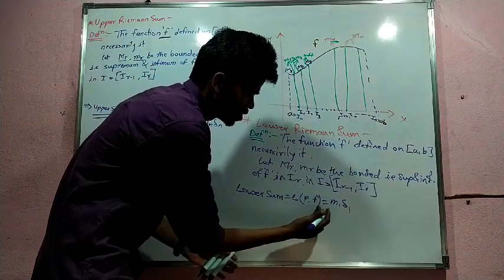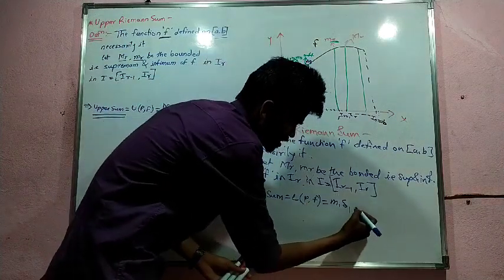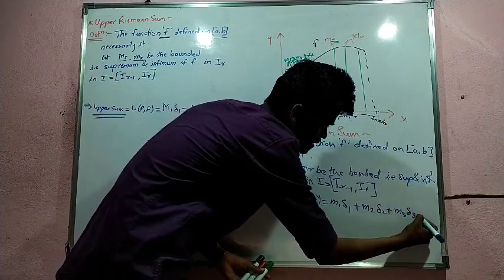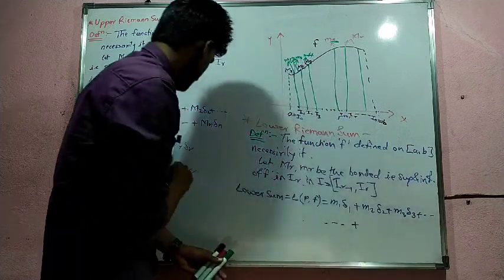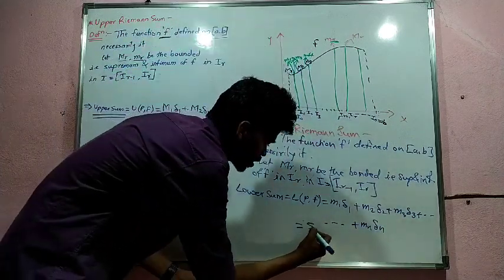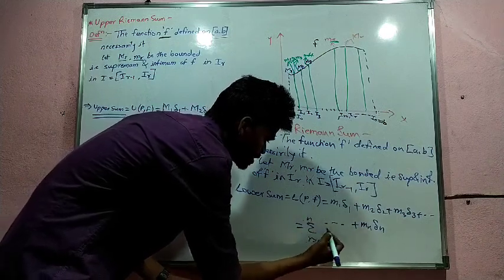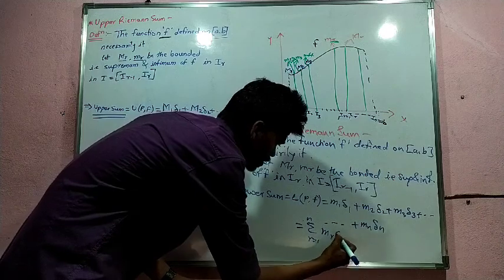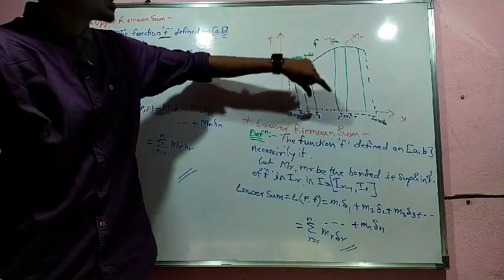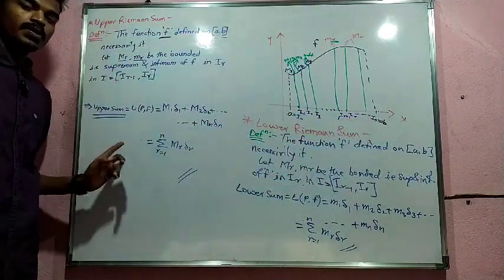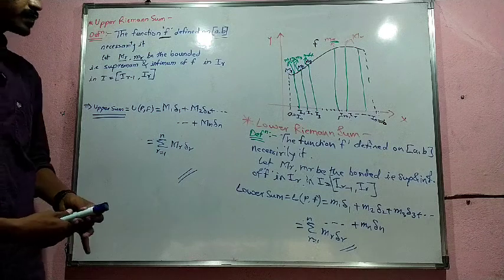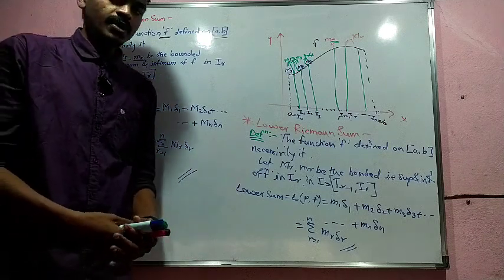So the lower Riemann sum of function f over the partition P is equal to small m1 delta 1 plus small m2 delta 2 plus small m3 delta 3 and so on, up to small mn delta n. That means the summation from r equals 1 to n of small mr delta r. This is our lower Riemann sum of the given function over the interval AB, and this is our upper Riemann sum of the function f on the given interval AB. I hope you understand these definitions clearly, and thank you.